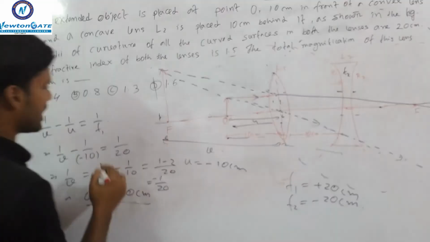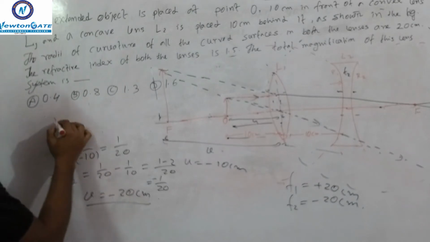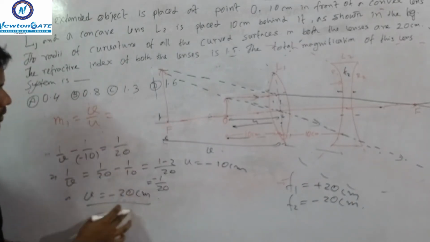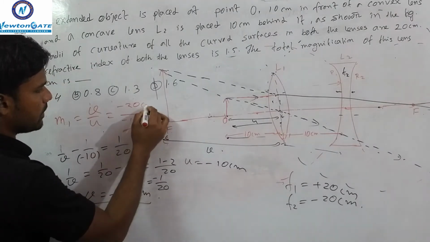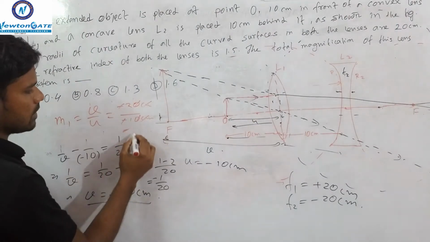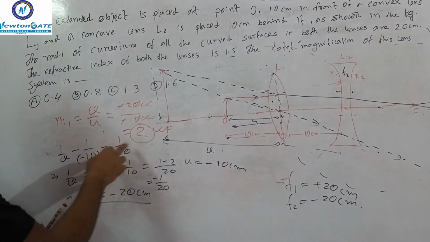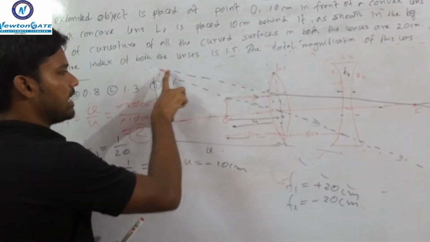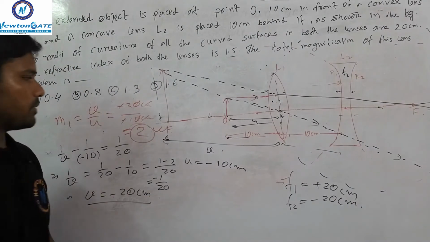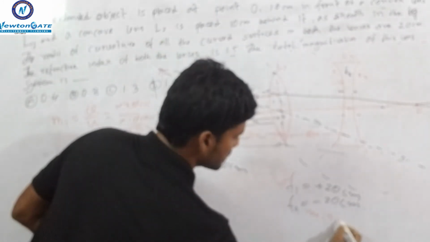This is a virtual image, a magnified image. So what is the magnification? Just pause the video and write. The magnification M1 equals V by U. Put over here, V value is minus 20 centimeter and U value is minus 10 centimeter. That is 2. 2 is the magnification value. That means the image size is double the object size. Now we are getting M1, which is 2.